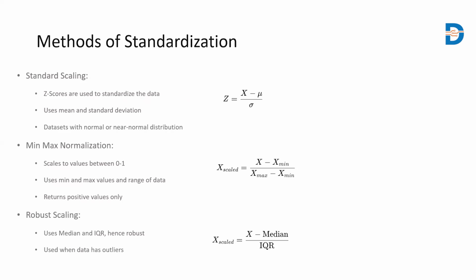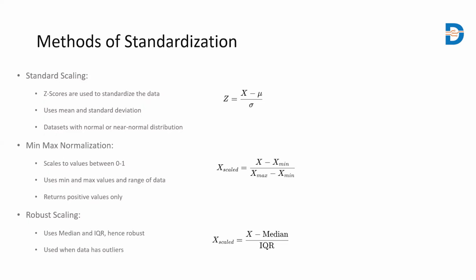Here, the Z-scores of the values are used to replace the values in a feature. Since Z-scores are used to standardize the data, this technique is called standard scaling. It adjusts the values by replacing them with the Z-score so that the final distribution of the data will have a mean of 0 and standard deviation of 1. This uses the mean and standard deviation of the data, so it can be applied to data sets with normal or near-normal distribution.